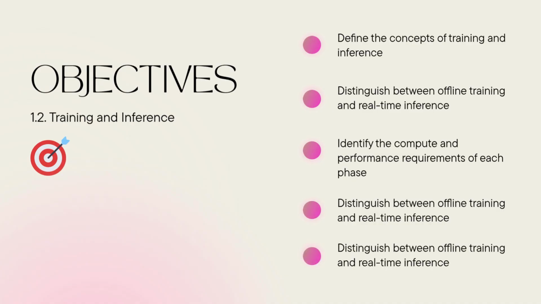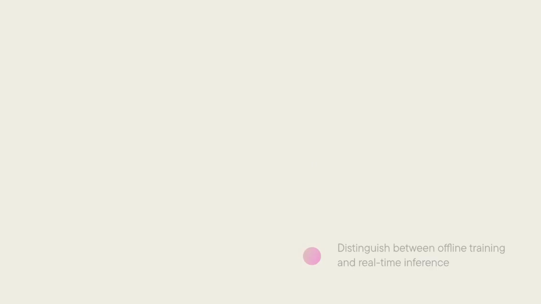By the end of this section, you will be able to clearly define training and inference, explain how they differ, and identify the distinct compute and performance requirements of each phase. You'll be able to relate these concepts to practical examples, such as spam classification, and recognize how they may be tested in exam style questions.